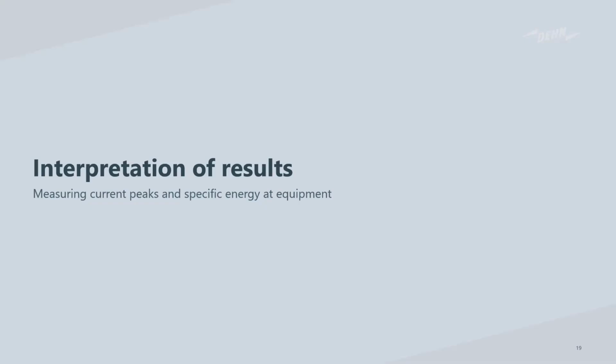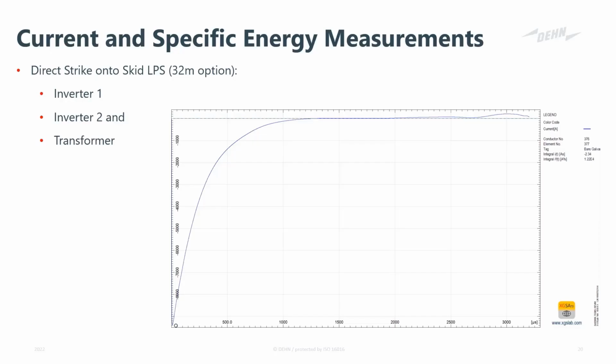Now, after doing the simulation, we can then go through the results and interpret what we measured. Firstly, if we look at the 32-meter option, we measure at inverter 1, 2, and the transformer. Just before I show you the results, you'll see that some of the impulses are of negative value. This is purely because XGS allocates a convention of current flow, whether it's leaving or entering a node, and it just allocates a positive or negative sign. They could all be used as positive. It's just to show convention of current flow. To be able to get the specific energy, I mentioned that you calculate the area under the curve of the amp squared.